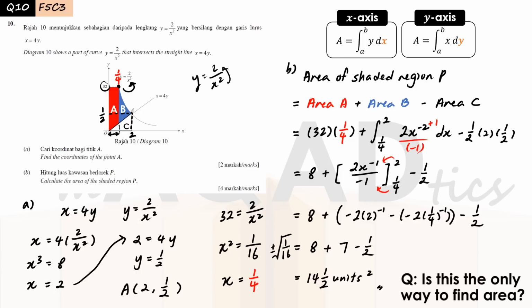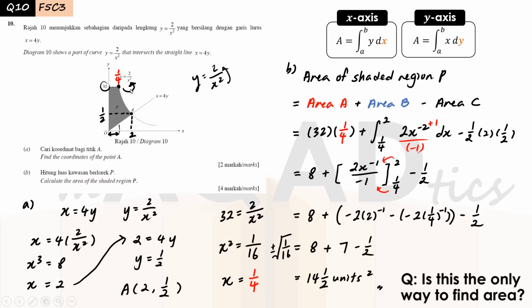Well, technically no, because in part B we use the x-axis way. The other way is actually using the y-axis way, right? So let me show y'all. I'm going to use back the same technique, which is big shape minus a small shape. And for the big shape, I'm going to use two shapes. Again, one shape cannot include the entire shaded region here, right?